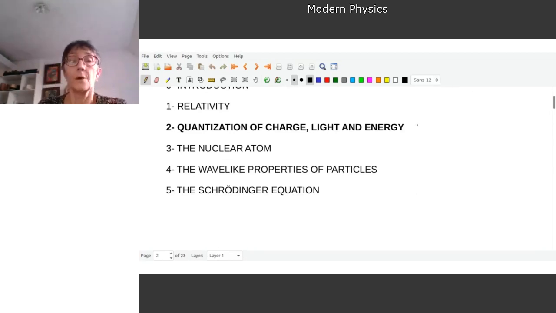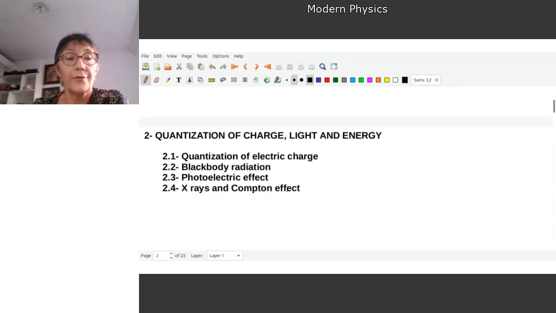And so what we are going to see today is the quantization, okay? Another kind of quantization that was really very, very important for modern science, the modern physics. This is the quantization of light and energy, okay? So we already began quantization of electric charge.